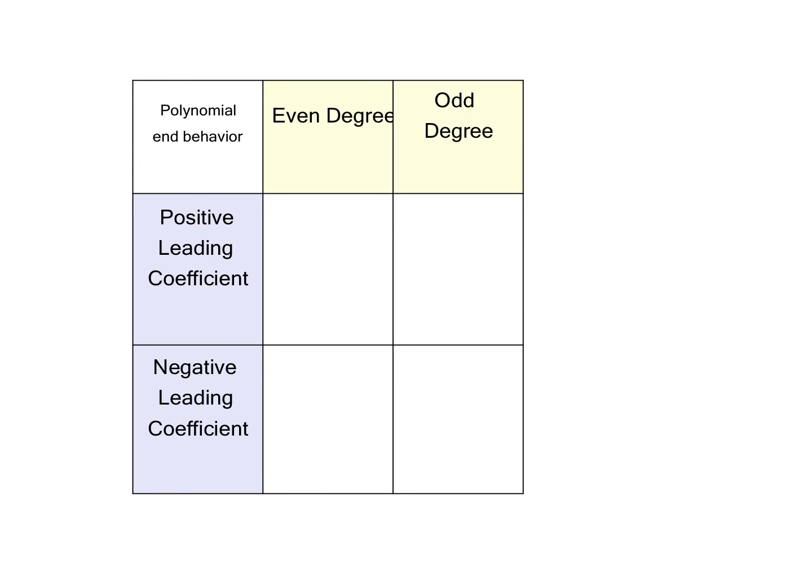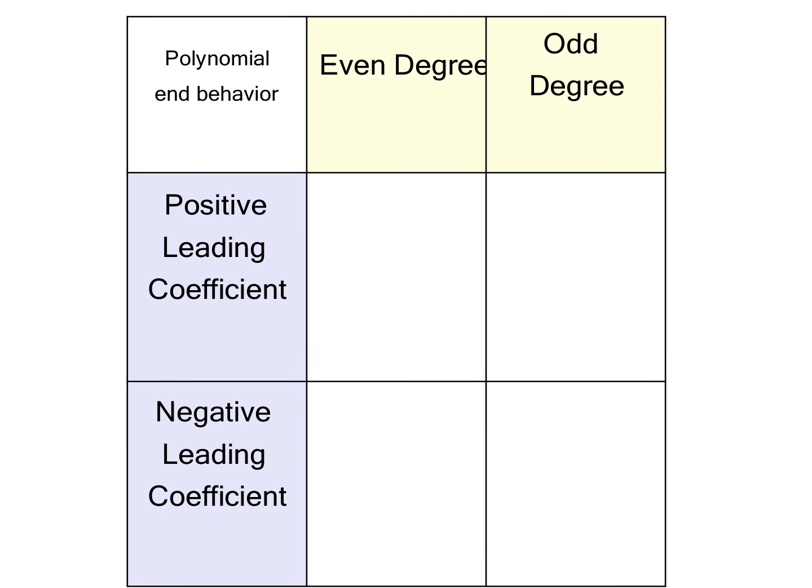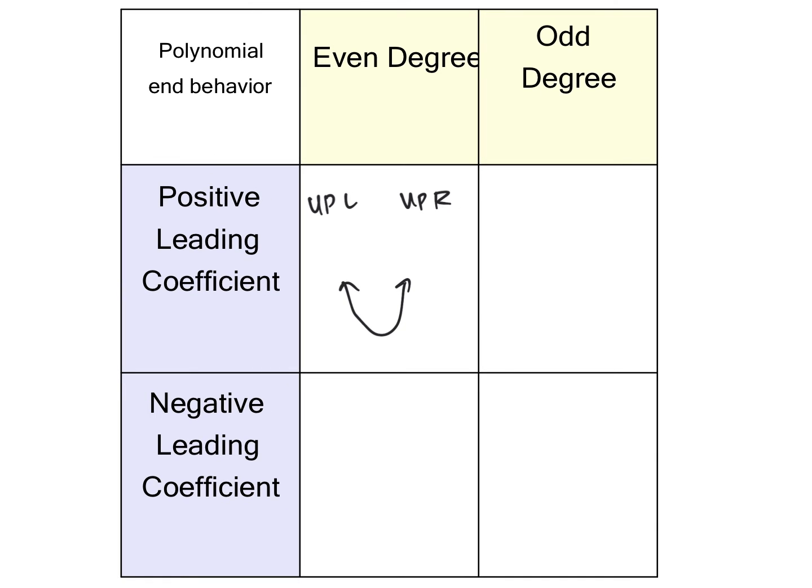This chart here helps you summarize even versus odd degree. If we have an even degree and a positive leading coefficient, my graph's going to look something like that, which means my end behavior is up left and up right. For an even degree with a negative leading coefficient, the graph looks like an upside down parabola: down left, down right, and I'm using these abbreviations DL, DR.